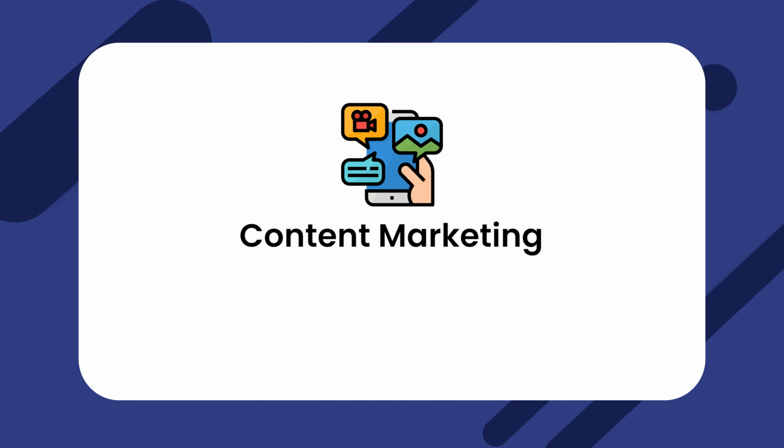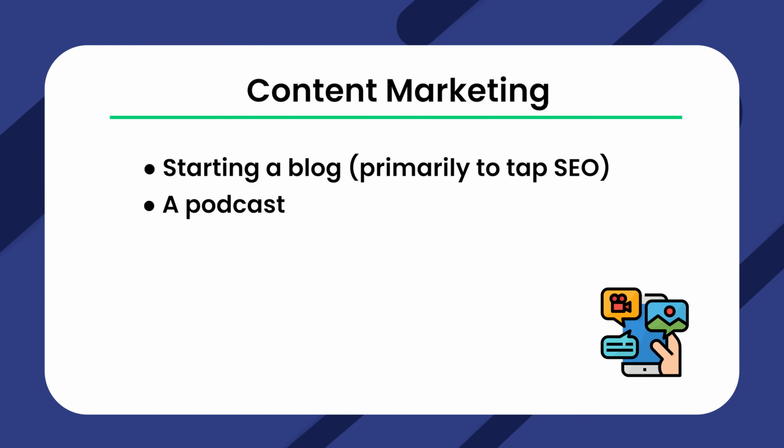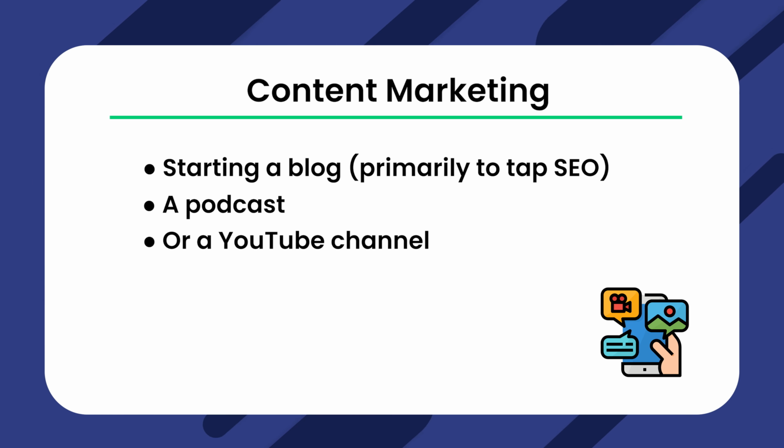Number 1, content marketing. This includes a number of different things, such as starting a blog, starting a podcast, or starting a YouTube channel. Taken together, it's one of the single most powerful lead generation methods. Content marketing doesn't generally cost much of anything, but it does require time and patience, whether that's through building a blog to rank for keywords on Google or a YouTube channel.